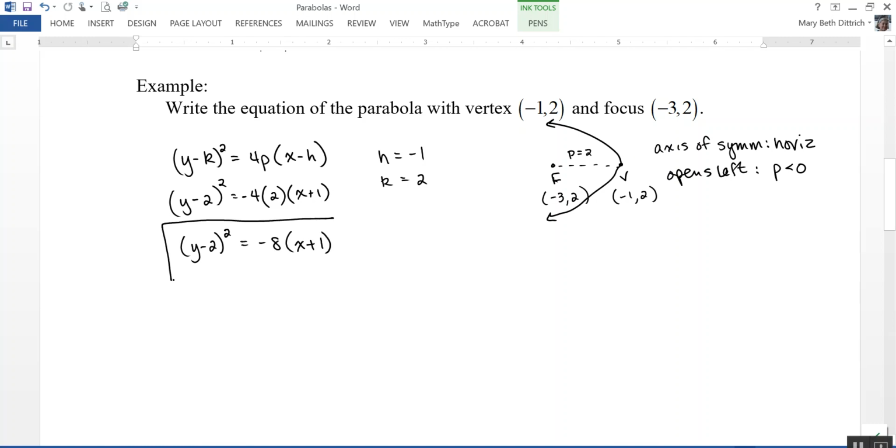And there's the equation of the parabola in standard form that has a vertex of negative 1, 2 and a focus of negative 3, 2.